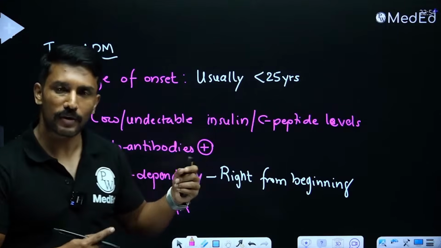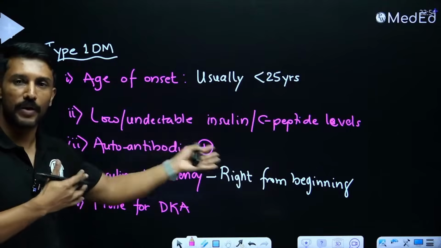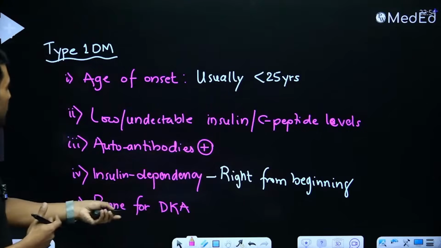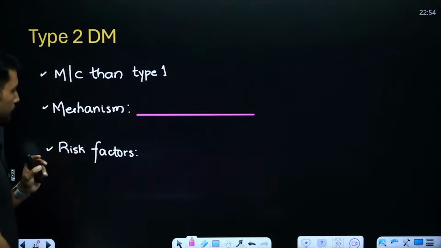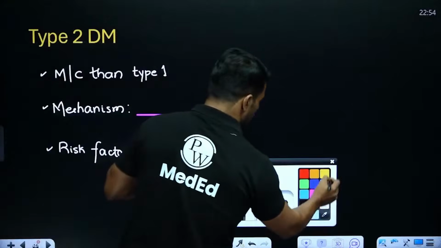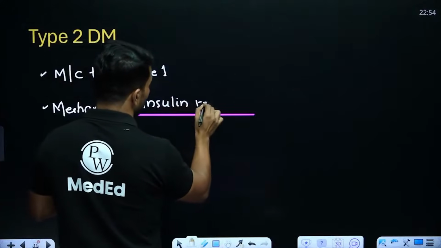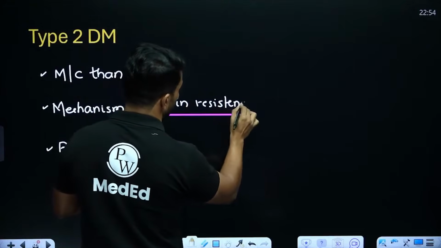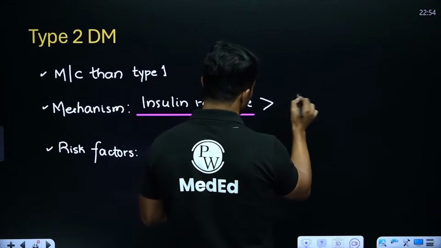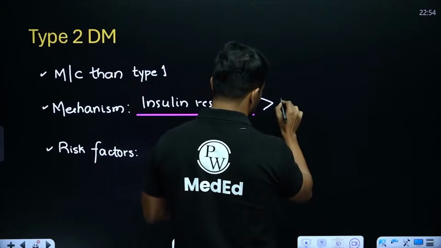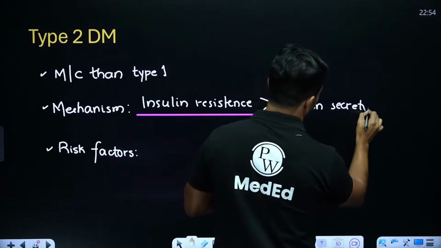Now from here we will go to type 2, and for type 2 we will study in comparison. If we can compare a few points with type 1, we will be able to remember things better. So what is type 2? Type 2 is definitely more common than type 1. And the mechanism here, as we have already discussed, is insulin resistance. But as the disease progresses, there is also destruction of pancreatic beta cells. To some extent, insulin secretory defects may be involved.